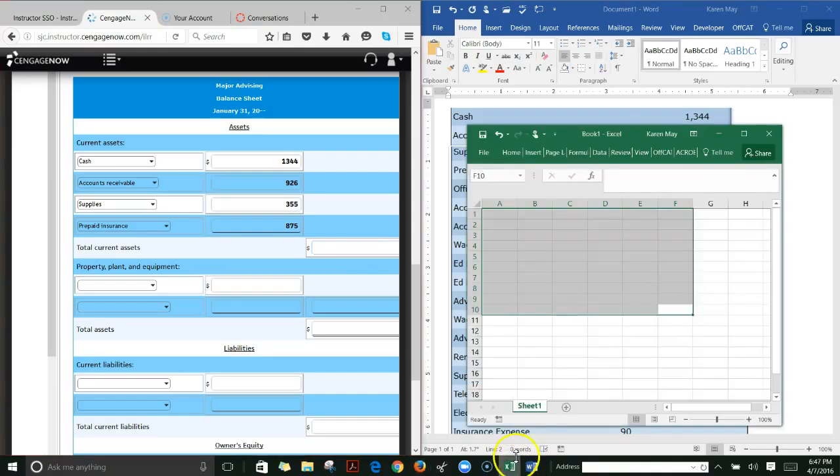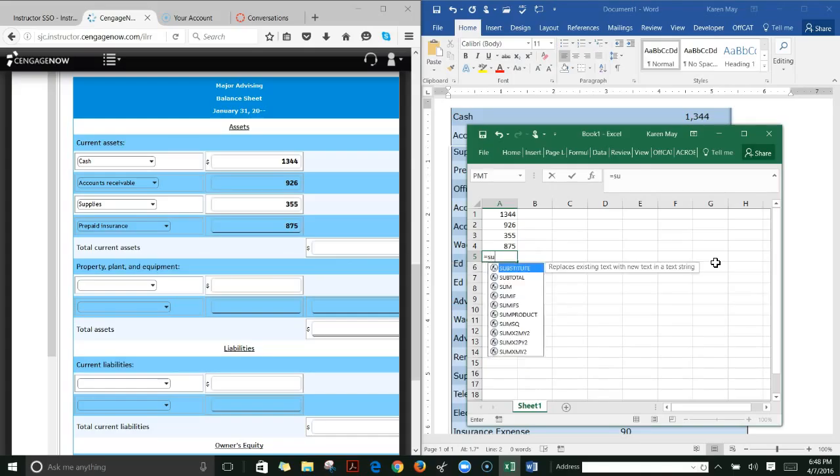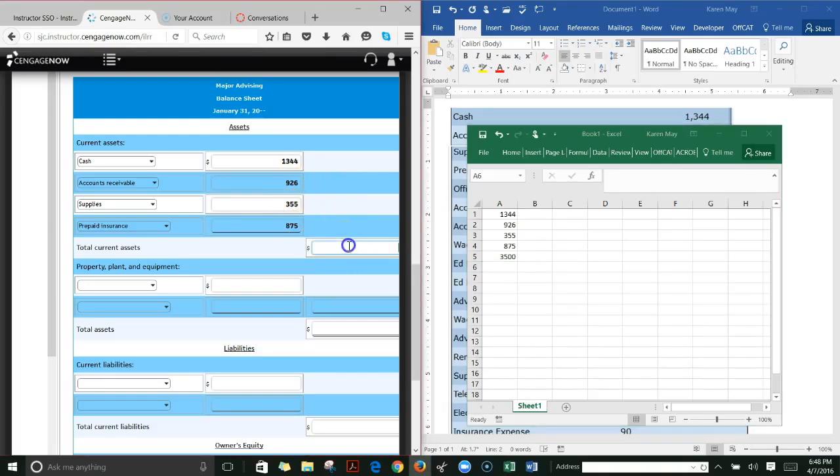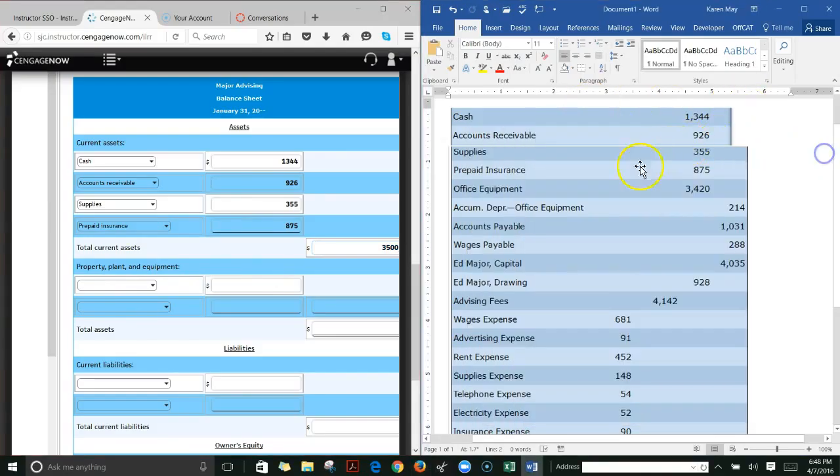Then I would total those. So I'm going to pull my spreadsheet up here. And it's $3,500. Just going to check my amounts real quick, make sure I input them right. So $3,500 for current assets. Then we have one piece of equipment that we need to include, and that is office equipment. Those are under property, plant, and equipment.